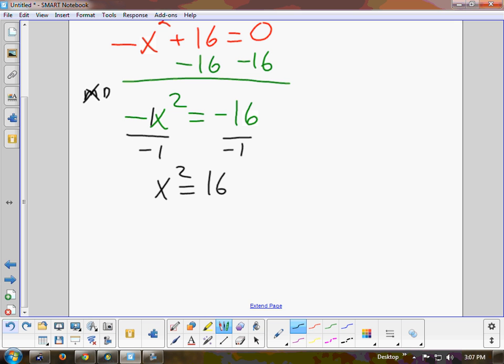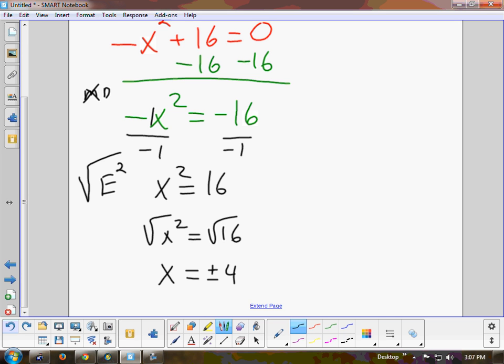Okay, now we got to get rid of the x squared. We have an exponent, which is squared, so we're going to have to do what? Square root both. So the square root of x squared equals the square root of 16. Square root of x squared is x. The square root of 16 is plus or minus 4. So be careful, that's choice B, not choice A. Choice B works both, so it's the plus and the minus.